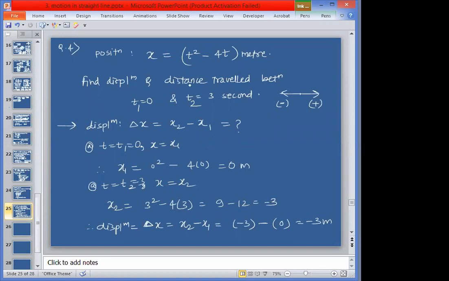Okay, now what has been asked is distance traveled also. Now what do you think about distance traveled? This is a very interesting question, because displacement depends only on final position and initial position. Shrey is saying same distance. Okay, may not be correct.